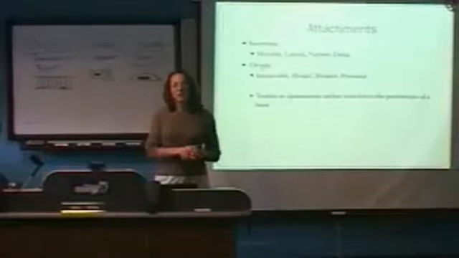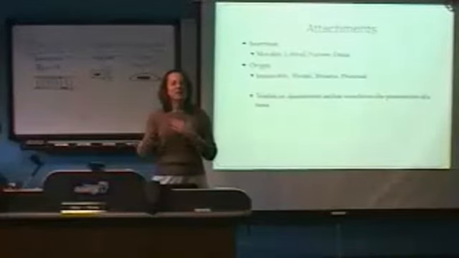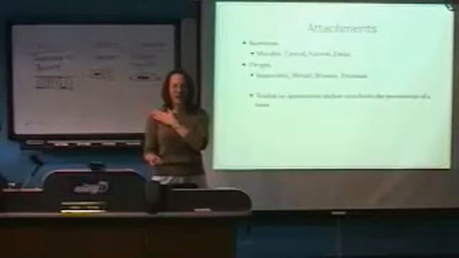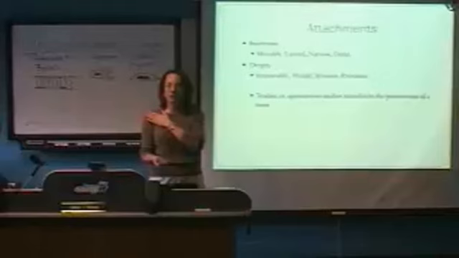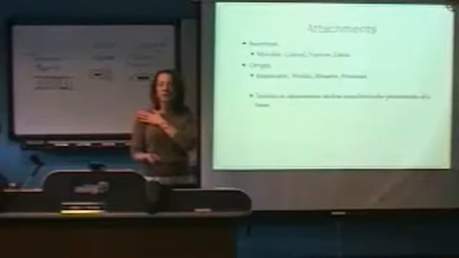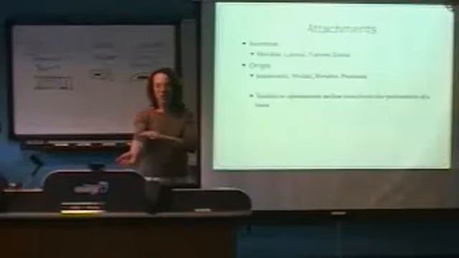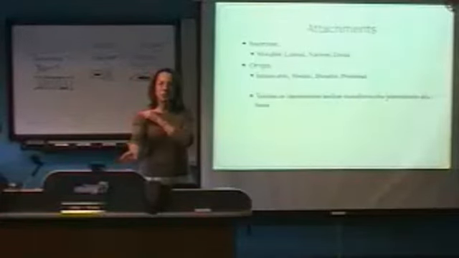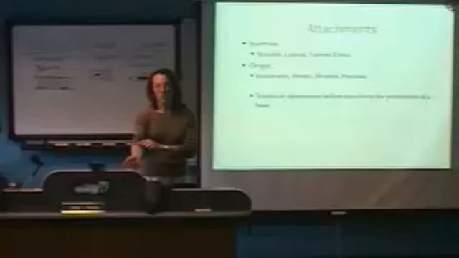Okay? So the attachments. There's an origin and there's an insertion. These are the names of the ends of that muscle. The origin is the beginning of the muscle. It tends to be more proximal to the body. With the biceps, the origin is here on the scapula. The insertion would be more distal. It attaches onto the radius. That is how the ends of the muscles are named. The origin is more proximal. The insertion is more distal.